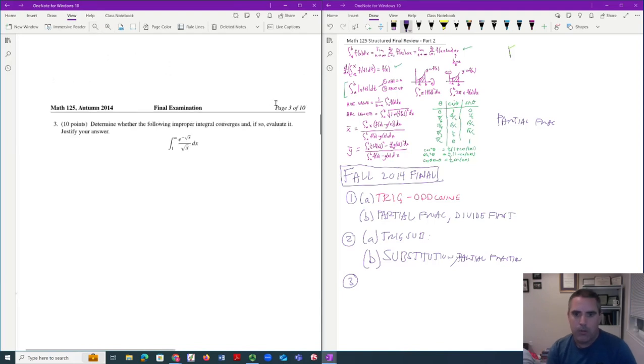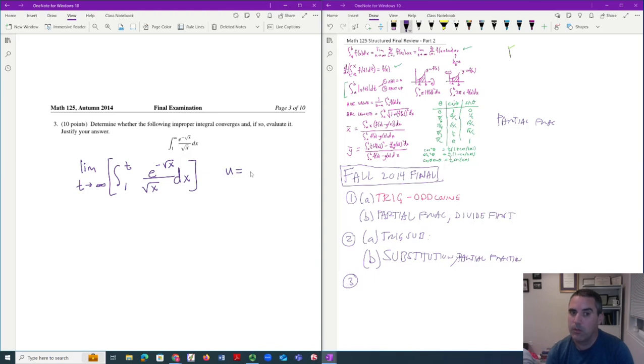So what do we have for number 3? Determine whether the following improper integral converges. Okay, number 1, you're going to write it as a limit. So if you don't know that, you need that on your note sheet. The integral from 1 to t of e to the negative square root of x over square root of x dx. Now we have to focus on the integration. I don't know how to integrate that.